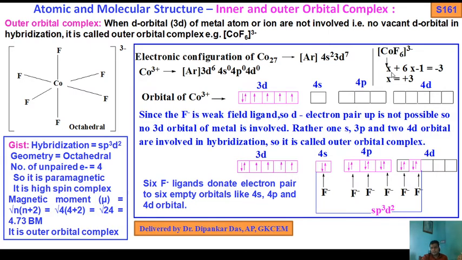Here the oxidation state, if you say X plus 6, each fluorine atom contributes minus 1, equals minus 3, X equals plus 3. Again here cobalt is in the plus 3 state. So the electronic configuration of cobalt 27 is argon 4s2 3d7. Now after losing 3 electrons, 2 from 4s and 1 from d, the cobalt 3 plus electronic configuration will be argon 3d6, 4s 0, 4p 0, 4d 0. I have already discussed this in the inner orbital complex. So the orbitals of cobalt 3 plus, you get this.